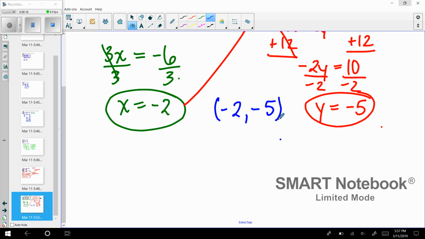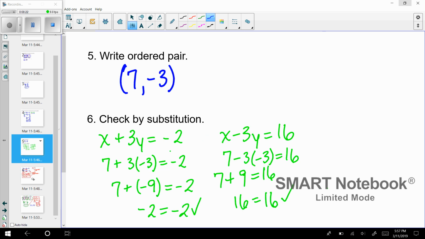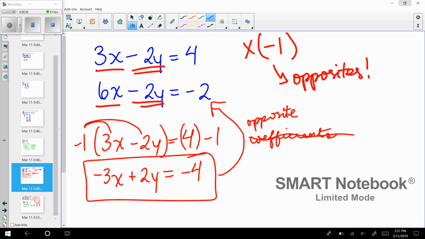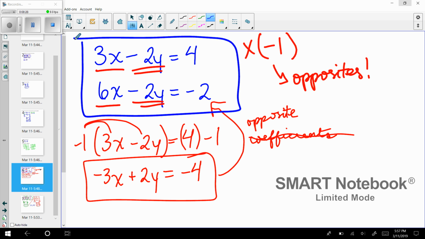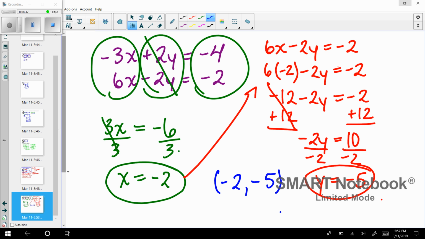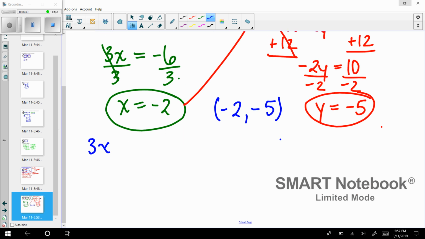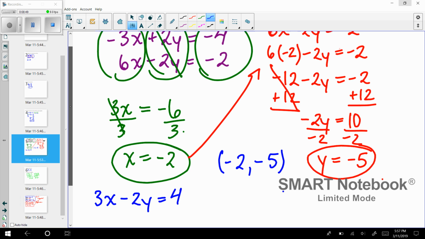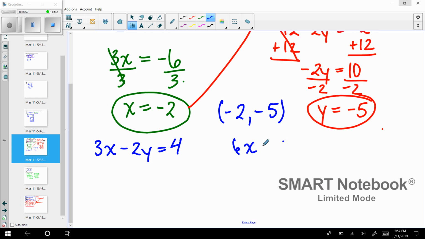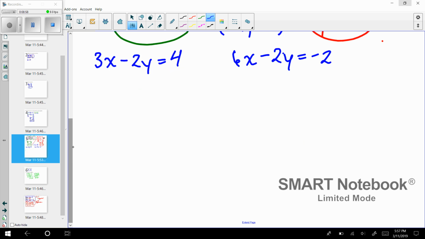Now, when I check, I need to use the original equations, which means I'm going to be looking back at both of these. I'm not going to look at my flipped opposite coefficients equation over there. So I have 3x minus 2y equals 4. And I have, what was the second one? 6x minus 2y equals -2. And now I'm just going to check.